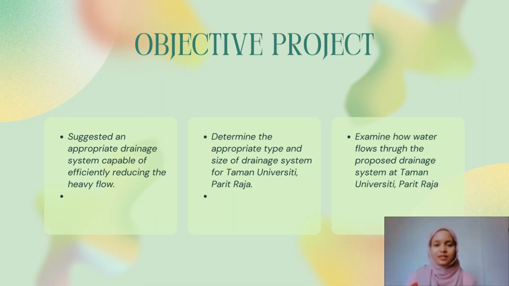Next, the objectives of the project. The first one is to suggest an appropriate drainage system capable of efficiently reducing the heavy flow. The second one is to determine the appropriate type and size of drainage system for Taman Universiti Parit Raja. And the last one is to examine how water flows through the proposed drainage system at Taman Universiti Parit Raja.